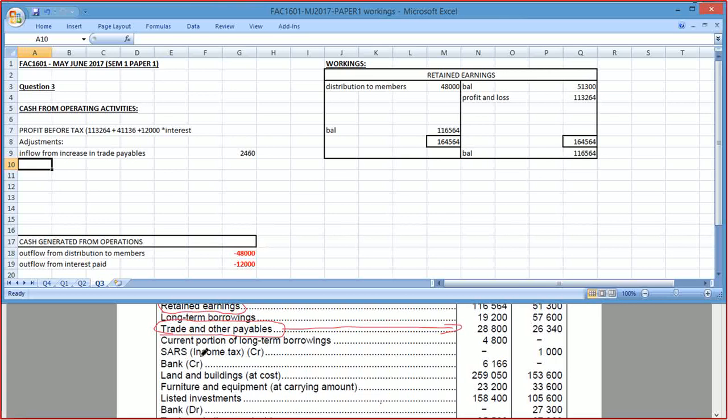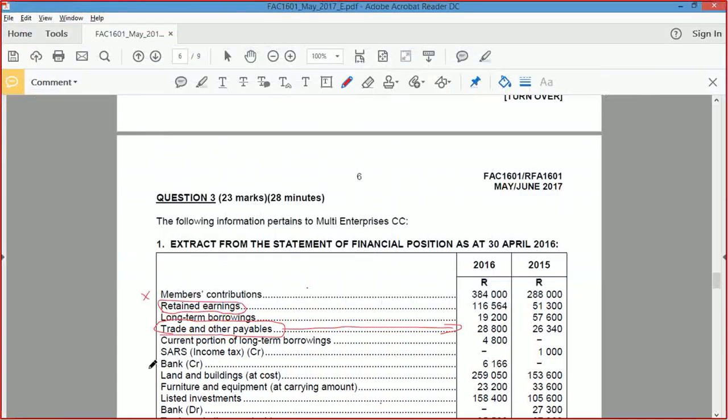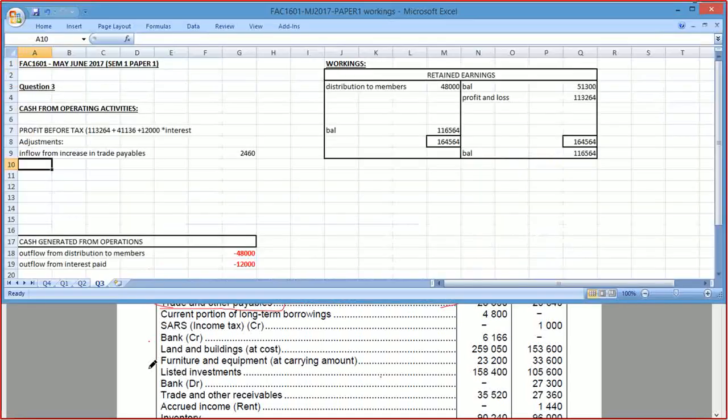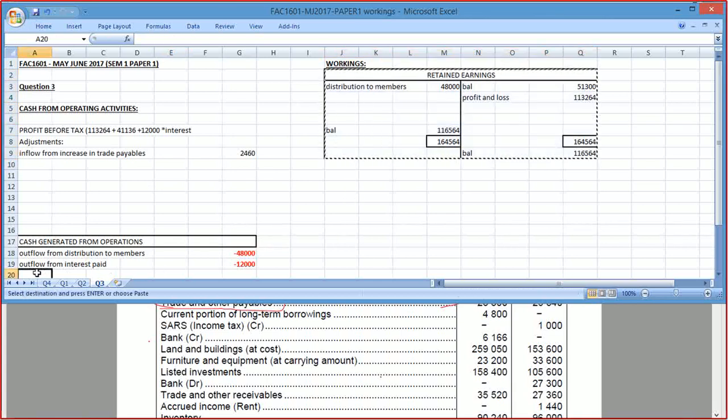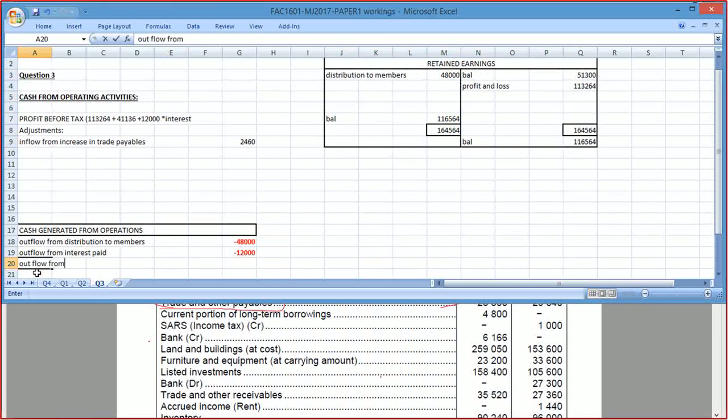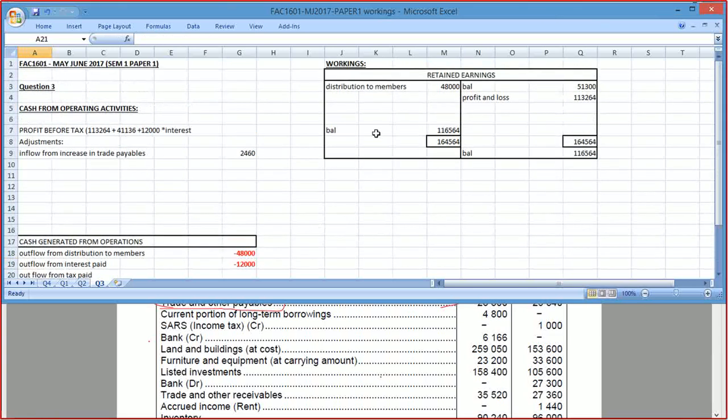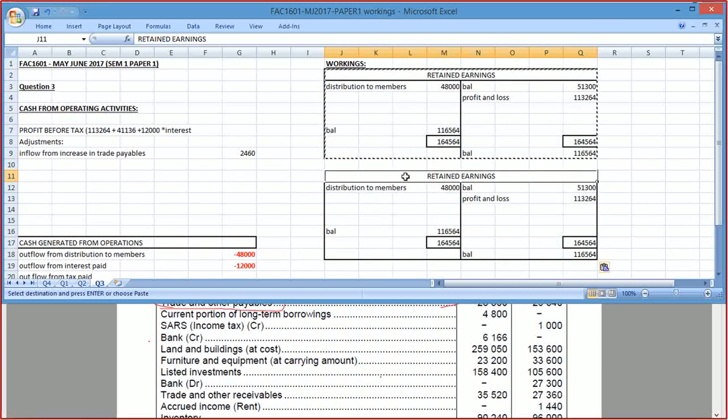SARS income tax. Do I need it? Yes. Don't you pay SARS? Oh, yes, you do. It is operating. Tax paid will go here. We just need to know what the tax paid is. So draw up a T account. Where am I going to find bank? I'm going to find bank in the SARS income tax account.